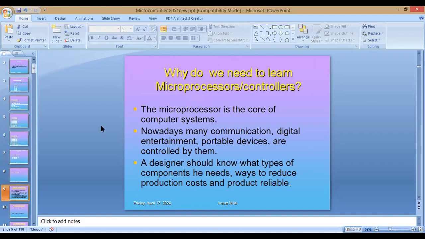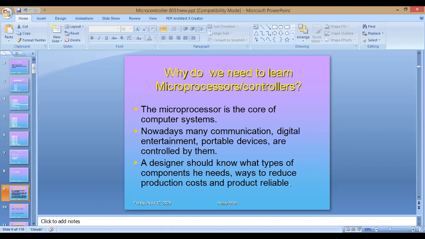Then, why do we need to learn microprocessors or controllers? This is a question. We are studying embedded systems. Microprocessor or microcontroller is the core part of that system. If we have to develop an embedded system or embedded system based electronics equipment, the core part will be a microcontroller or a microprocessor.